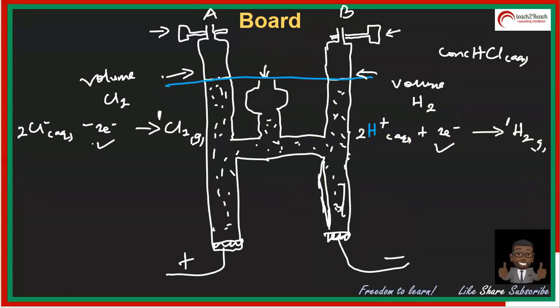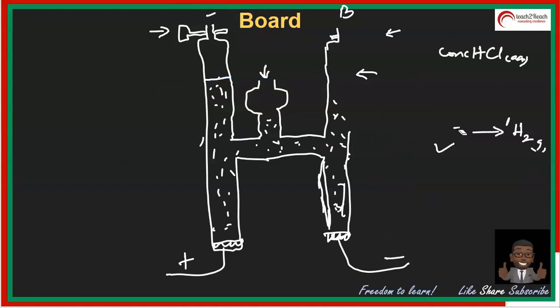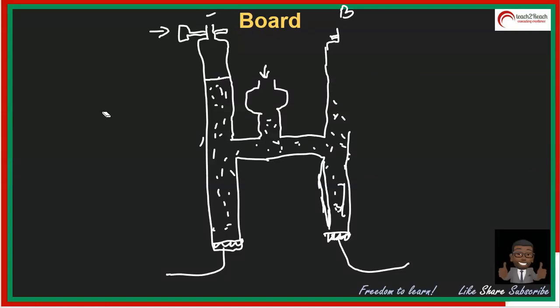So let's still use the diagram of the Hofmann's apparatus. Let me use the diagrams. So this is now for electrolysis of dilute sulfuric acid. We have our electrolyte inside, and this is labeled as A or B. This is A, and this is B.